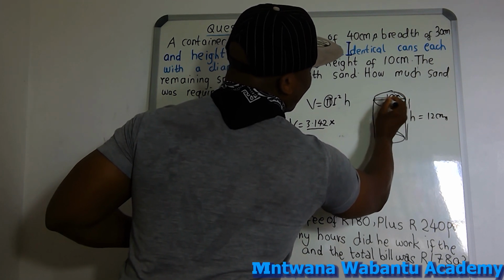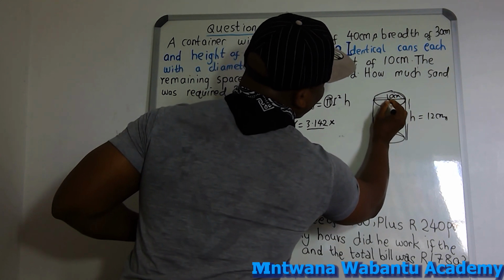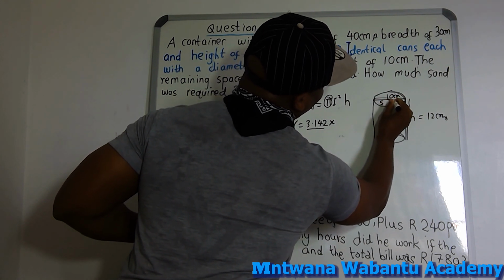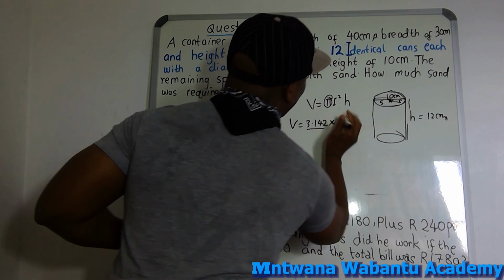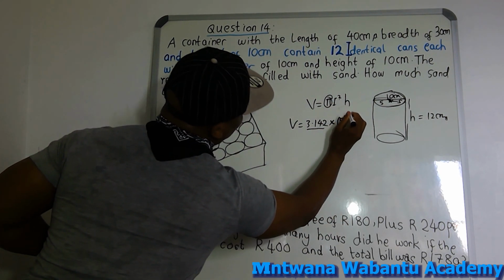You must go through the center. But a radius means half of the diameter. So if this is 10, the radius is going to be from here to here, which is 5, and from here to here is going to be 5. So the radius equals 5. But remember, there's a square. So I'm going to say 5, and then what? Square. And then times the height.